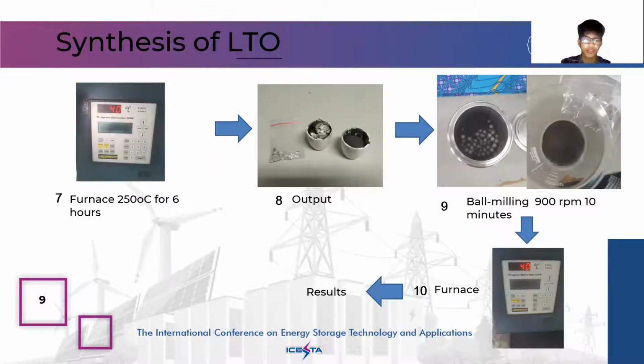And after that, we put them in a furnace at 250 degrees Celsius for 6 hours. And after that, the result was ball milled at 900 RPM for 10 minutes. And then we put them in a furnace again for 5 hours at 500 degrees Celsius, and then the results.